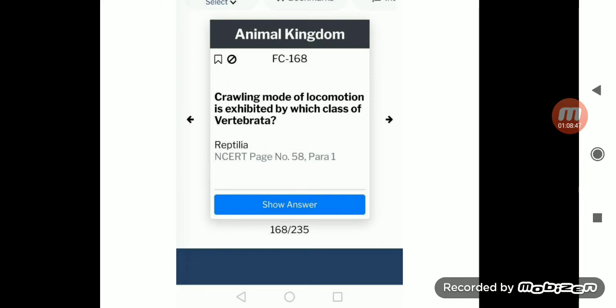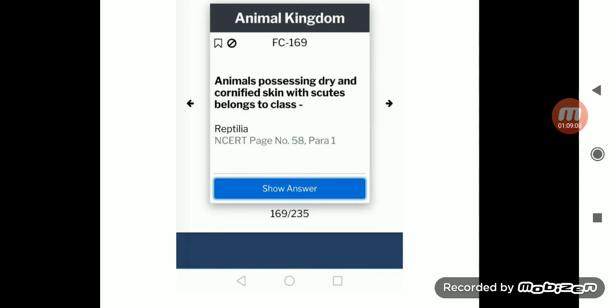Crawling mode of locomotion is exhibited by which class of vertebrate? Reptilia. Animals possessing dry and cornified skin with scutes belong to the class Reptilia.